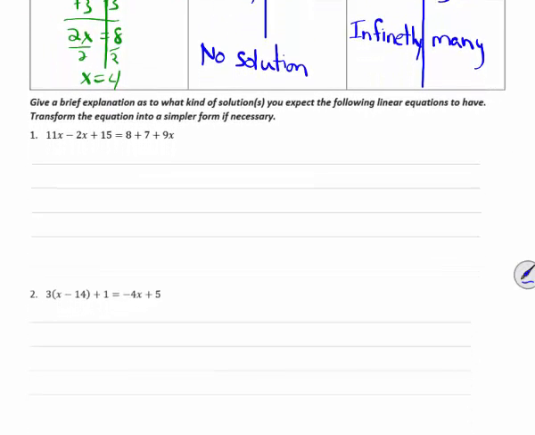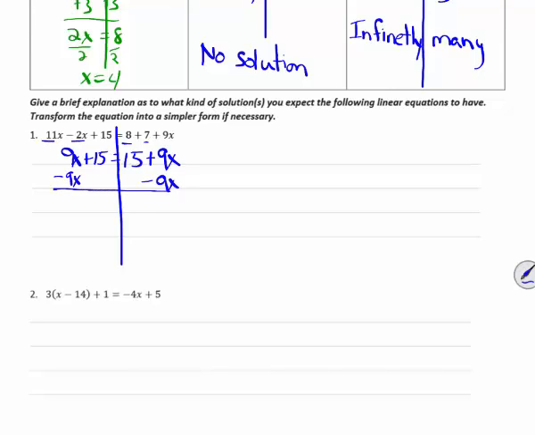All right, let's see if we can do these. So I'm going to start combining and solving them like I normally would. I have some like terms to combine. 11x minus 2x is 9x plus 15. Over here I have like terms, 15 plus 9x. I'm going to move my variables over, and I end up with them completely canceling, but I get the same number over here. 15 equals 15. This means infinite solutions. I don't think I'm spelling that right. Sorry. All right, let's try the next one.